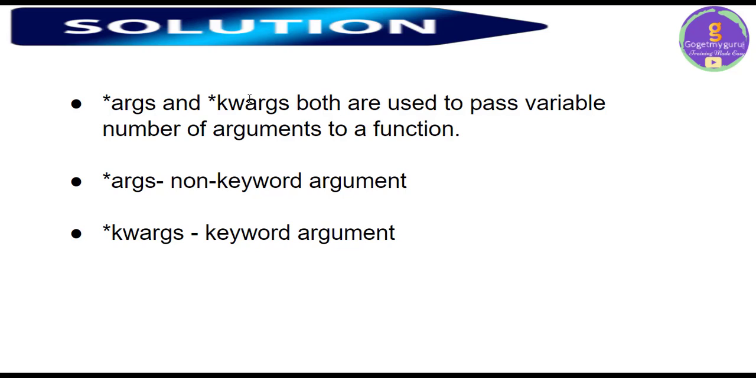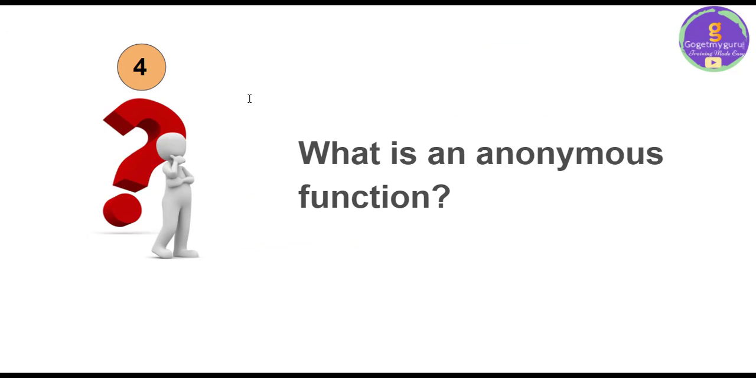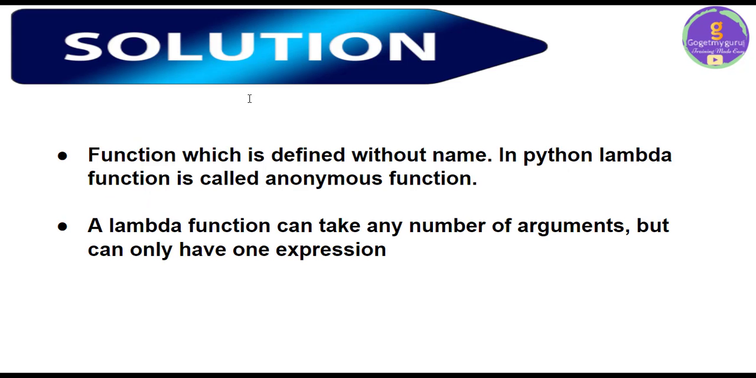Let's move on to the next question. So what is an anonymous function? As the name itself tells, anonymous is without having a name. A function which is defined without a name is called an anonymous function, and in Python, a lambda function is called an anonymous function. A lambda function can take any number of arguments but can have only one expression.